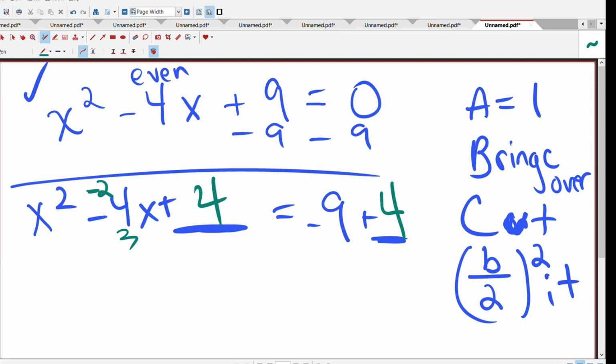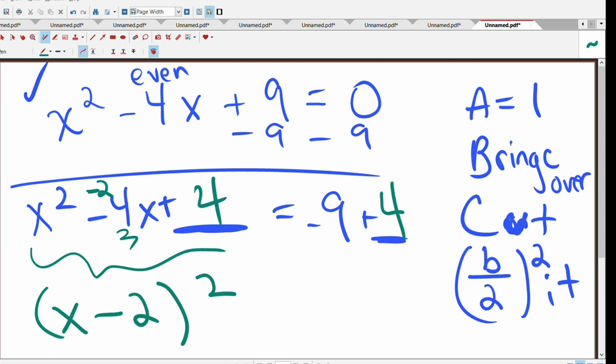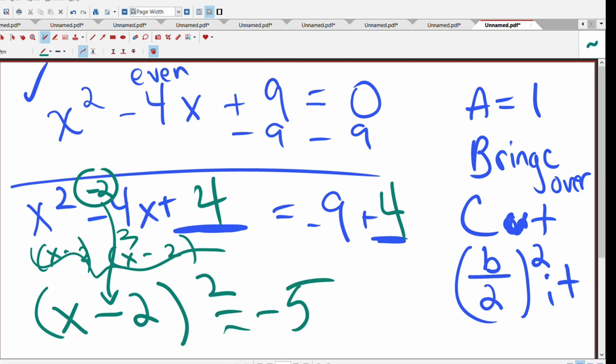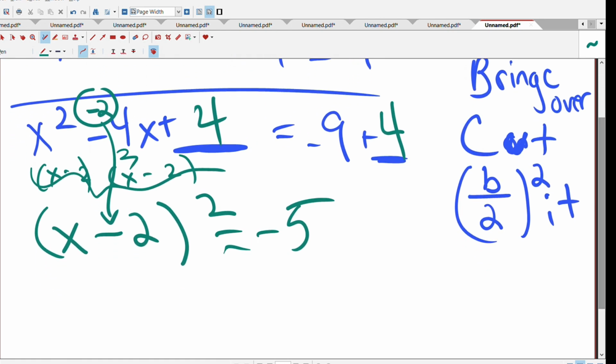Now, this could be factored now. This is a perfect square trinomial, but I don't even have to use my brain. That's why I wrote the half of B here because I just bring it down. And if I did x squared, it'd be x and x. Like if I did do it the long way, but I'm not here to really show this. 2 and 2 ends in a positive, same as middle, but I skip that step, go right there. And here I get negative 5 because the negative 9 plus 4 is negative 5.